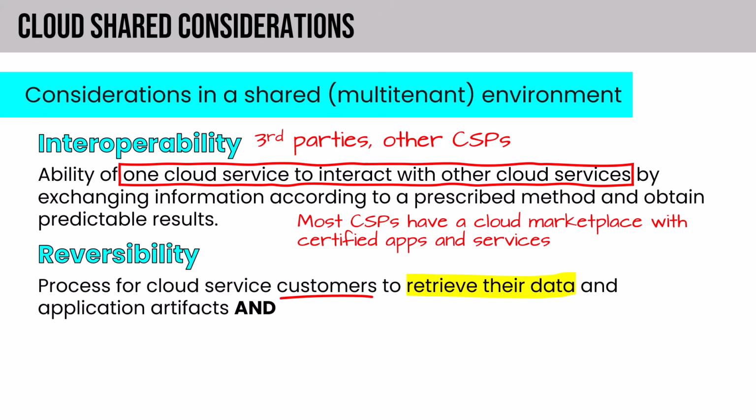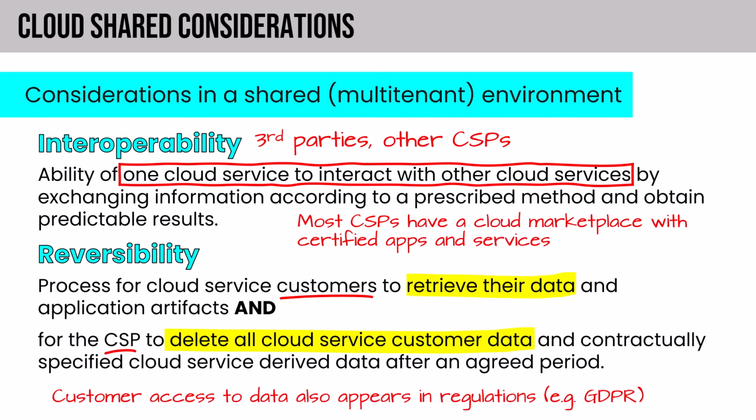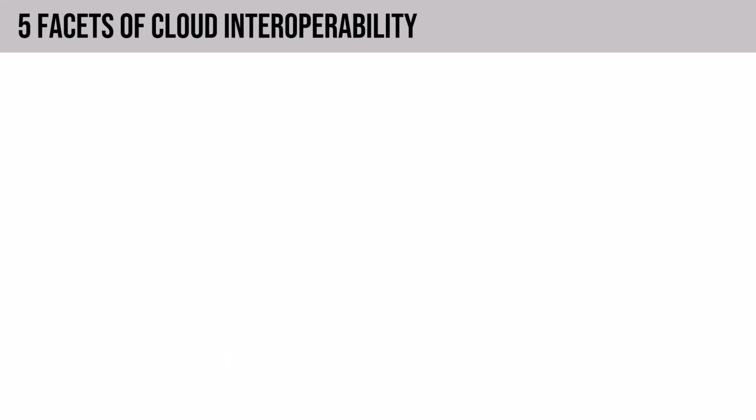So this speaks to the process for cloud service customers to retrieve their data and their application artifacts, and for the CSP to delete all cloud service customer data and contractually specified cloud service derived data after an agreed period. Now, customer access to data also appears in some regulations. GDPR is one that comes immediately to mind. So let's talk about the 5 facets of cloud interoperability.